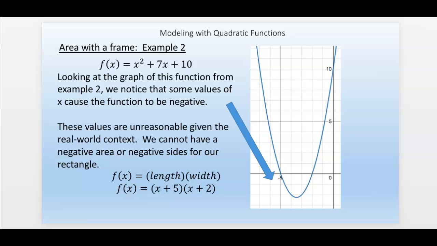For that particular problem, if we actually graphed that quadratic, we would have some answers down here where the area is negative. Obviously, that doesn't make any sense. We can't have a negative area or a negative length to one of our sides. So sometimes when you do real-world problems, you get answers in math that don't make sense. Just keep that in mind.